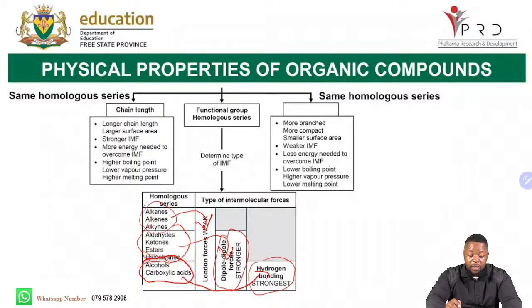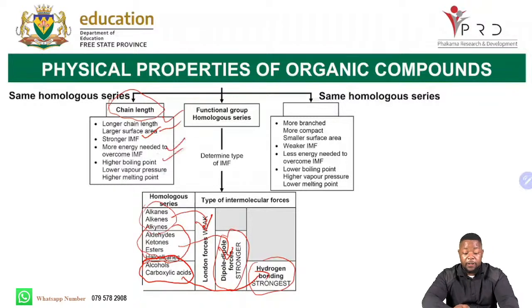Now, the intermolecular forces depend on the chain length. The longer the chain, the larger the surface area, the stronger the intermolecular forces, and more energy is going to be needed to overcome the intermolecular forces. And if more energy is needed to overcome the intermolecular forces, we expect a higher boiling point. And if the boiling point is higher, the vapor pressure will be lower.